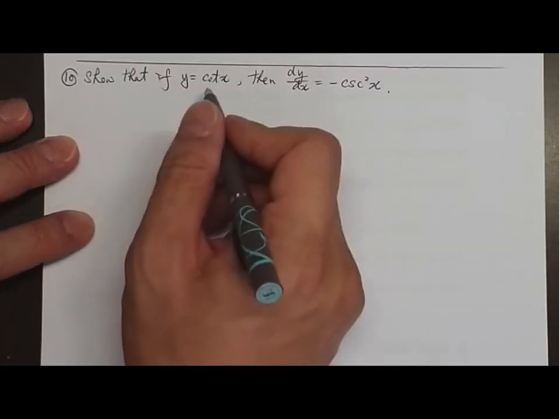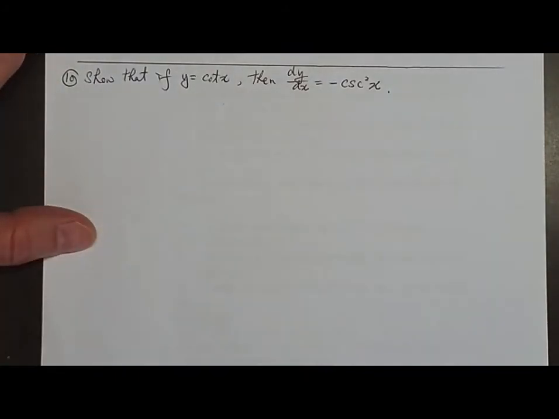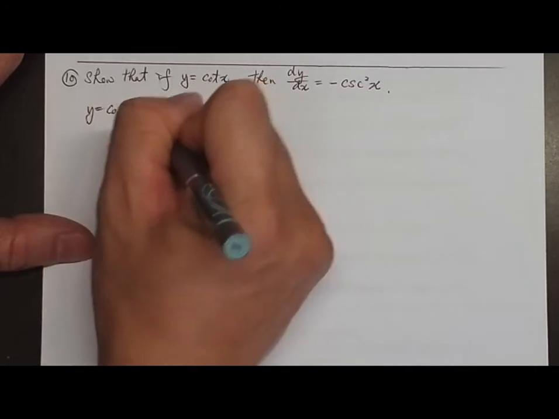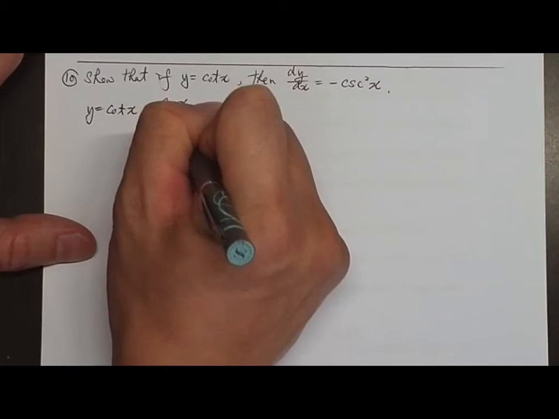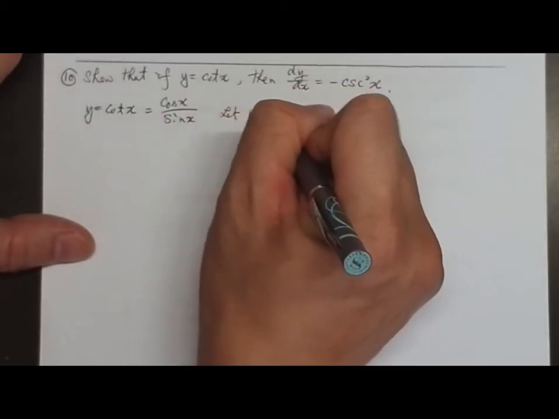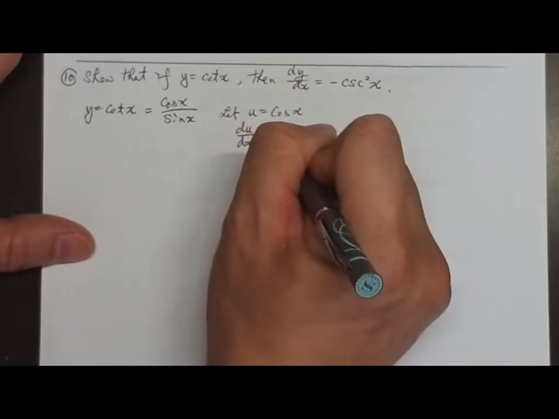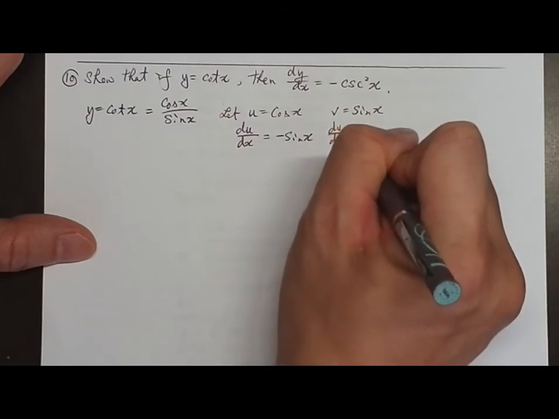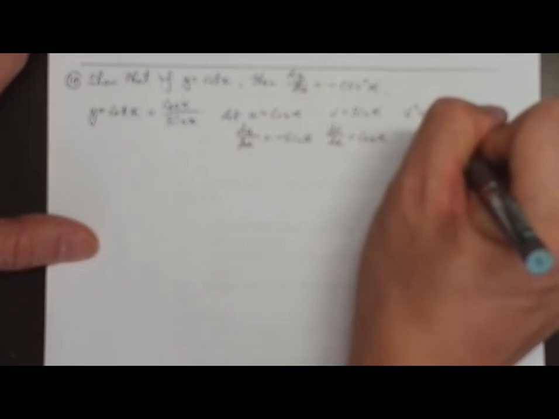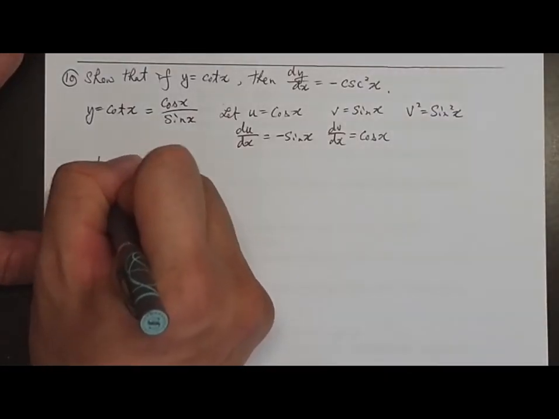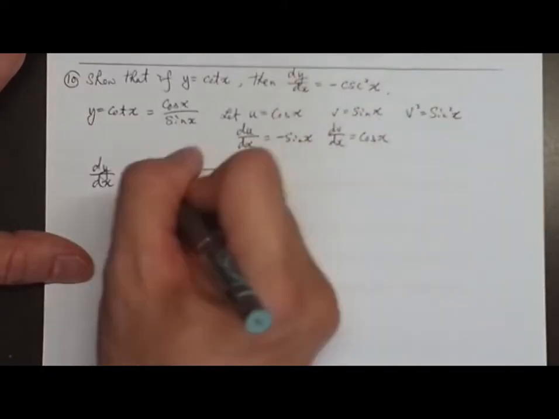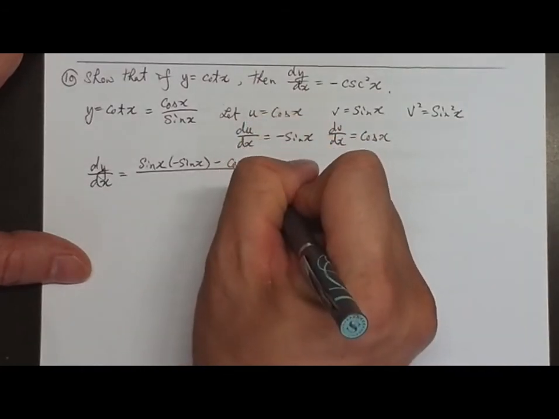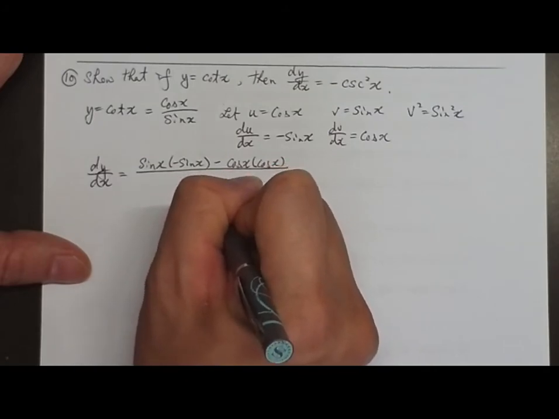Question number 10, show that if y equals cotangent x, then dy/dx equals minus cosecant squared x. So y is equal to cotangent x, so it's equal to cosine x over sine x. And we let u equal cosine x, du/dx is equal to minus sine x. And v equal sine x, dv/dx is equal to cosine x. v squared is equal to sine squared x. So by the quotient rule, we have dy/dx is equal to sine x multiplied by minus sine x minus cosine x multiplied by cosine x over sine squared x.